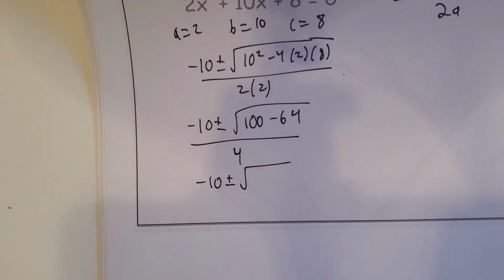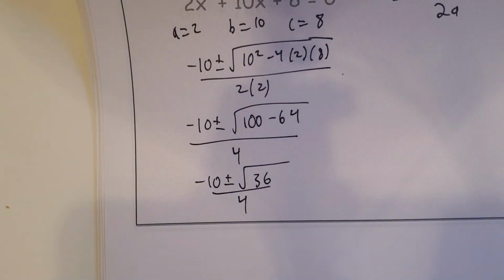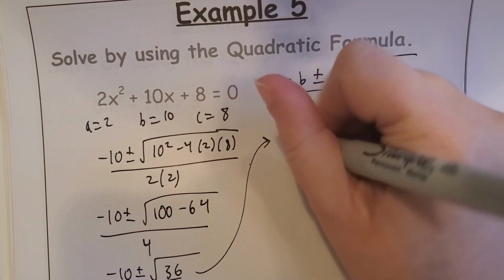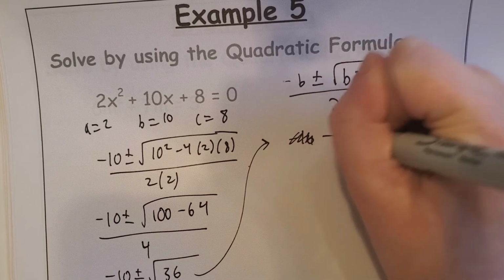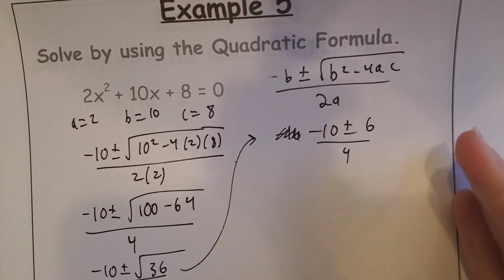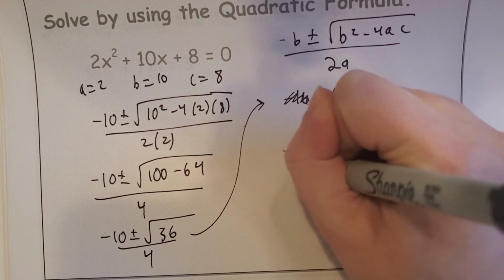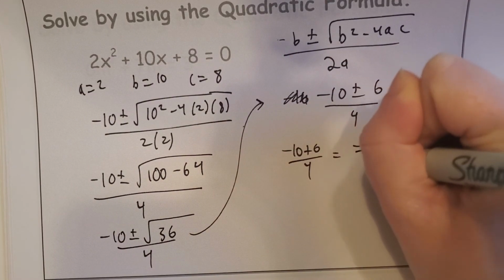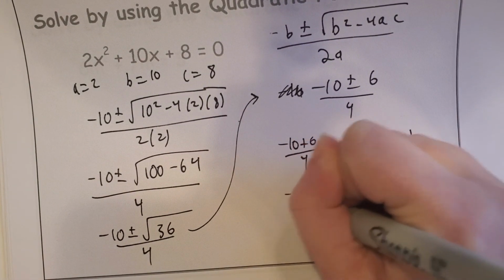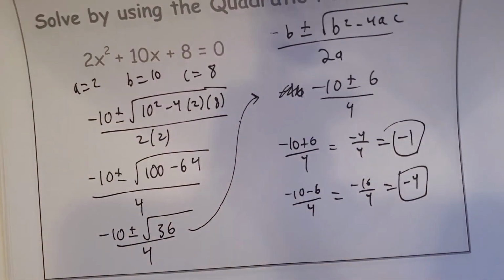100 minus 64 is 36. And 36 is a perfect square. So I'm going to do this up here. It's 6. So this is negative 10 plus or minus 6 over 4. And then again, we're going to break it up. But now that it's an expression, we're just going to simplify this expression. So negative 10 plus 6 over 4 is negative 4 over 4. So that's negative 1. And negative 10 minus 6 over 4 is negative 16 over 4, which is negative 4. So those are our two answers.